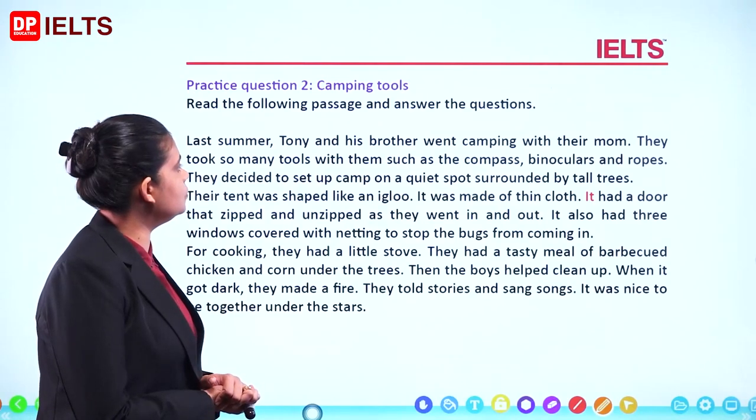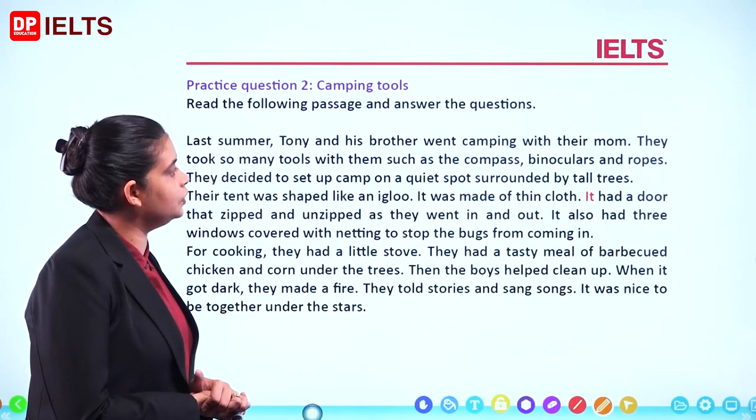They took so many tools with them, such as the compass, binoculars, and ropes.